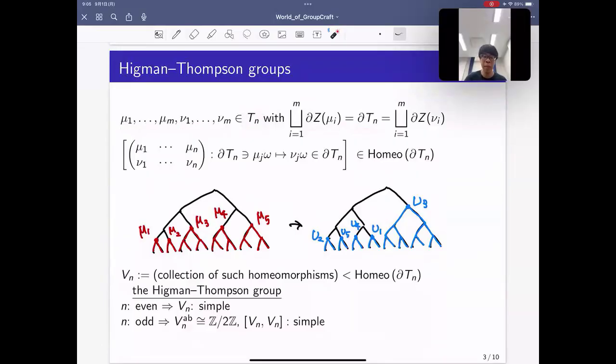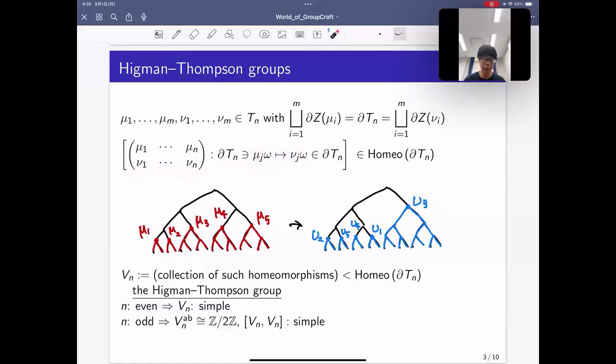Then, each element of the boundary can be expressed as μj followed by something. So the replacement of μj with νj for some j defines a homeomorphism on the boundary. And this map is denoted by this.